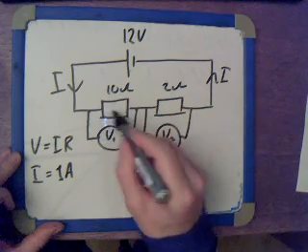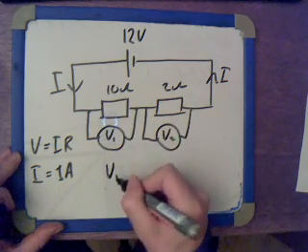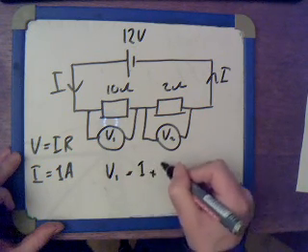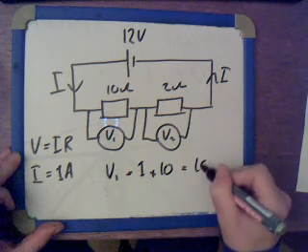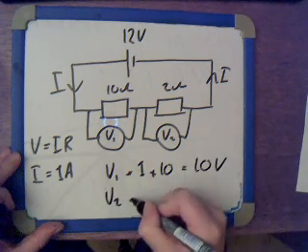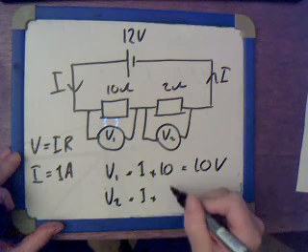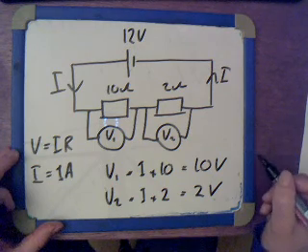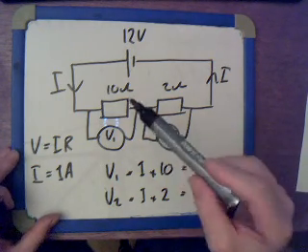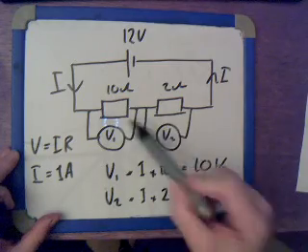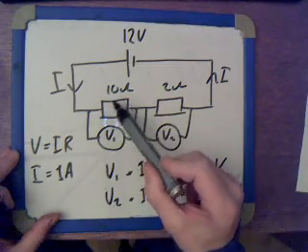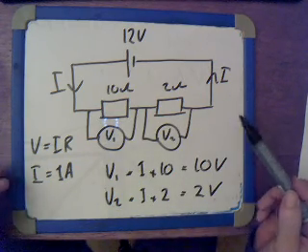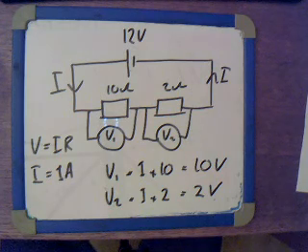So V1 will be equal to 1 amp multiplied by 10 ohms, which is equal to 10 volts. And V2 is equal to 1 amp times 2 ohms, which is equal to 2 volts. Now you can see from here that the greater the resistance, the greater the potential drop. So 10 ohms gives you 10 volts, and 2 ohms gives you 2 volts. So the greater the resistance, the greater the potential drop. And we can use that theory now to look at a potential divider.